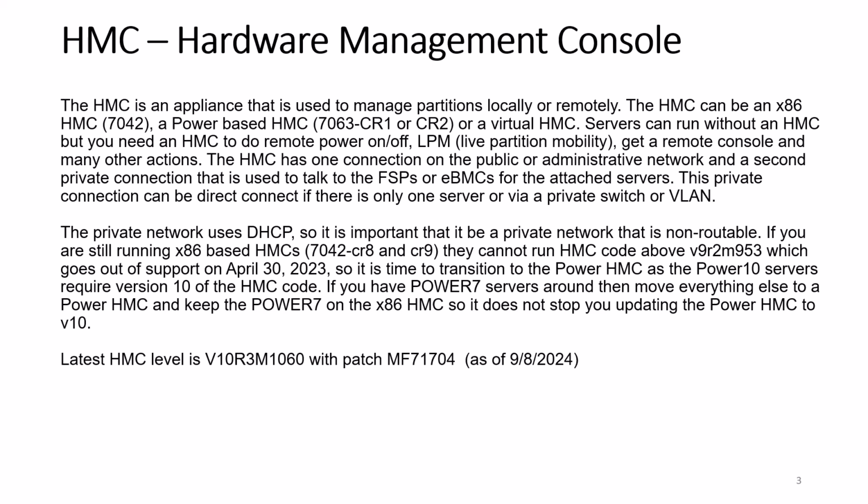Each HMC has one connection to what I call the public network or the administrative network. That's basically where you connect to it using HTTPS or SSH. And there is a second private connection that is connected to the flexible service processors or the eBMCs, which we'll explain later, on the attached servers. That private connection can be a direct connect if there's only one server, or you do it via a private switch or VLAN. The private switch uses DHCP, so it's important that it's a private network that's non-routable because you don't want to be dropping DHCP packets on your public networks.